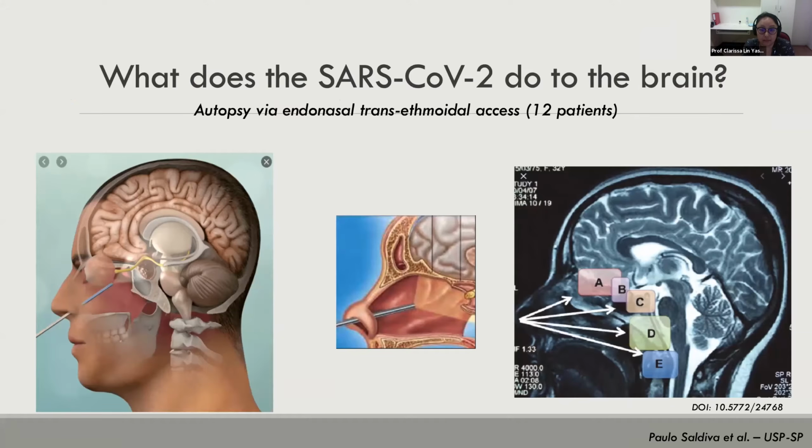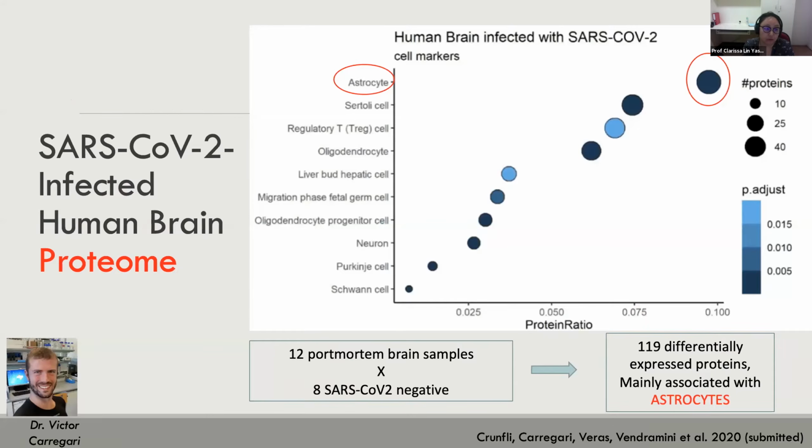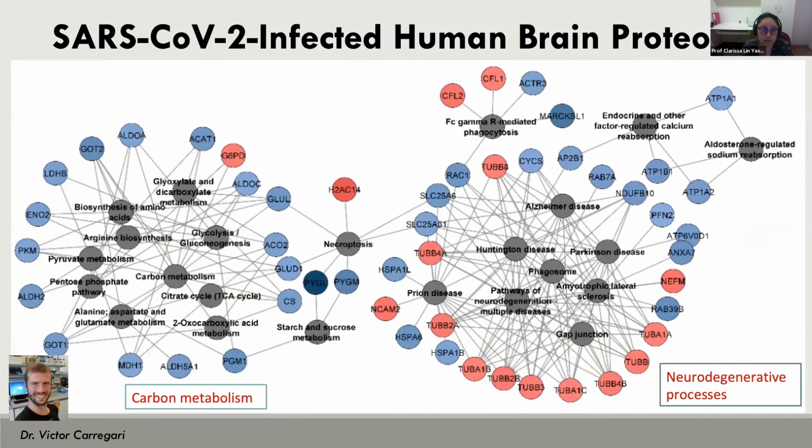Again, we had tissue from this autopsy, and we performed a proteome analysis, which indicated again that most of the proteins were associated with the astrocytes, which goes along with the finding from the analysis we had done about the cells. And the analysis of this proteome from the tissue indicated that most of the proteins involved were associated with carbon metabolism and also several neurodegenerative processes.